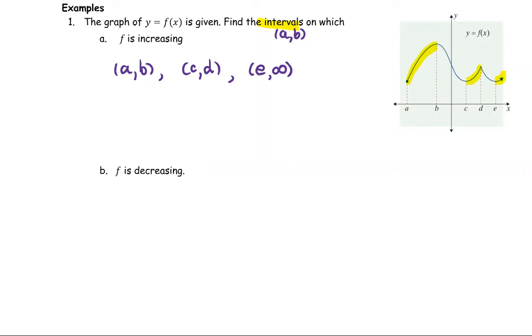And then for part B, where the graph is decreasing, from B to C and D to E, only two intervals where the graph is decreasing. So we write it as the interval (B,C) and also the interval (D,E).